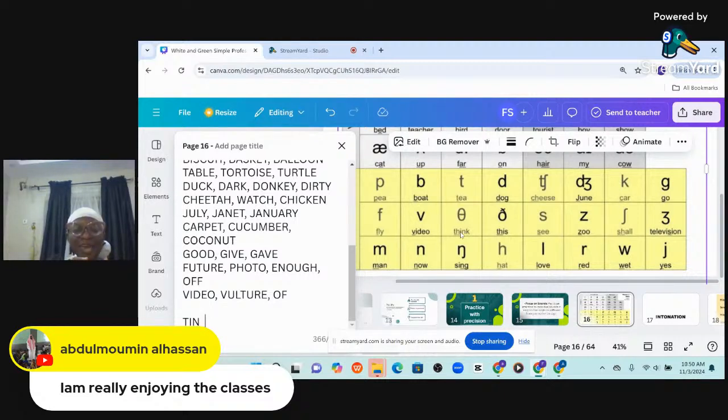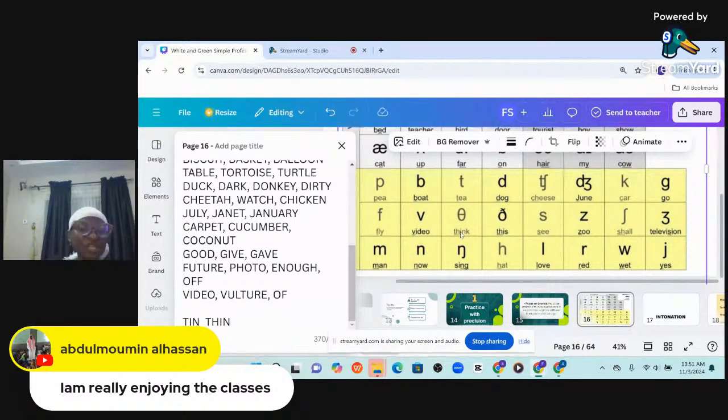Tin. But if I have thin, look at my mouth. The word will be pronounced thin. What is the difference? The difference is the first one has a T and it sounds T. My tongue is inside. Tin. The second one, there is an H after the T.